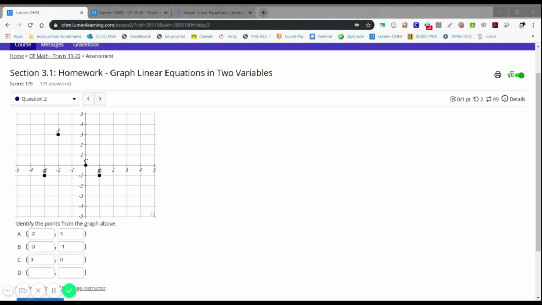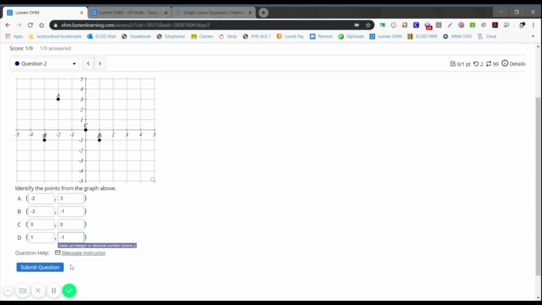For D, I need to go right 1 square, so the x-coordinate is +1. Then I need to go down 1 square, so the y-coordinate is -1. This makes the coordinates for D +1, -1.